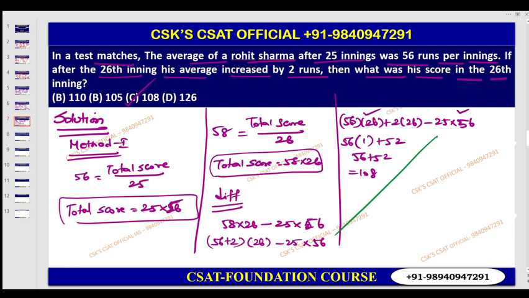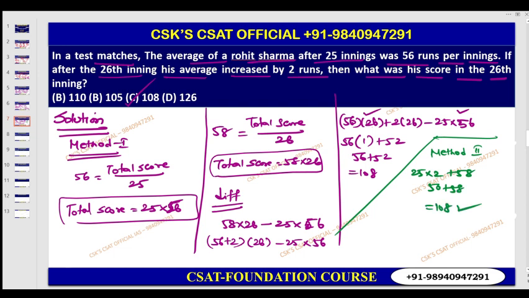You can go with method 2 also. In method 2, the average increases by 2 runs in the 26th innings. So what happens here? For those 25 innings you have to multiply with 2. Please understand, 25 innings you have to multiply by 2. The 26th innings is scoring 58. That's it. So therefore 50 plus 58 becomes 108.